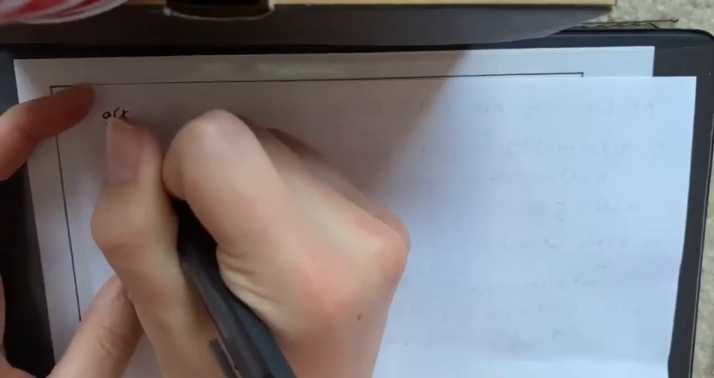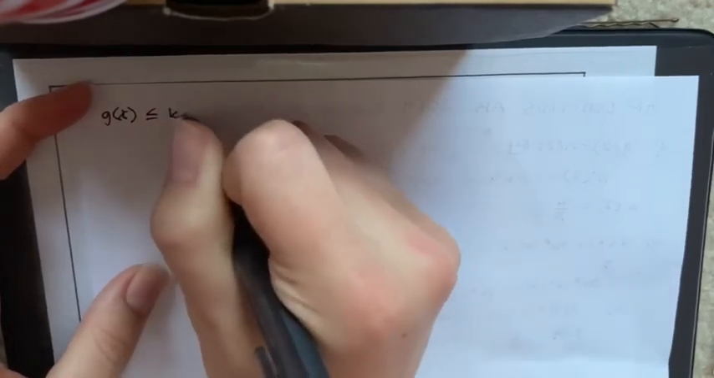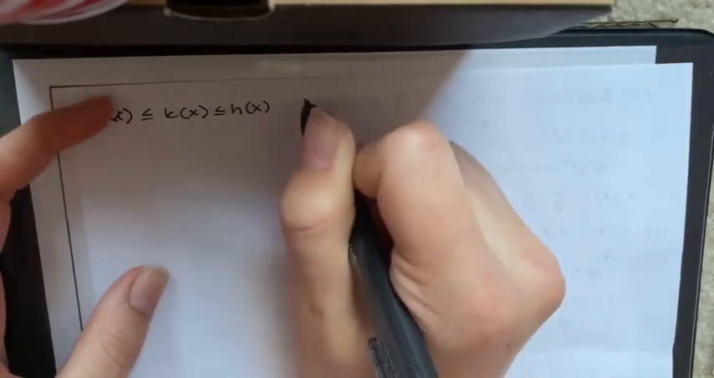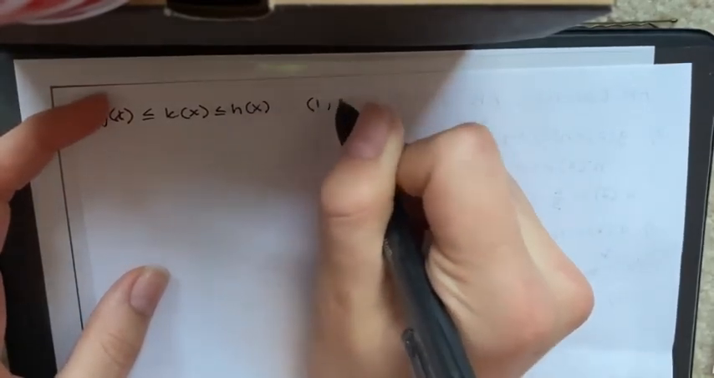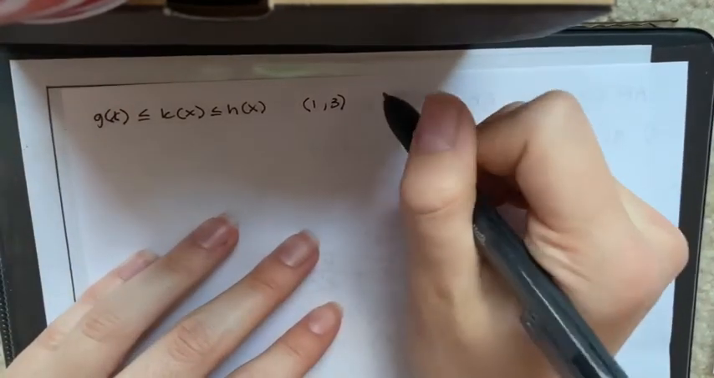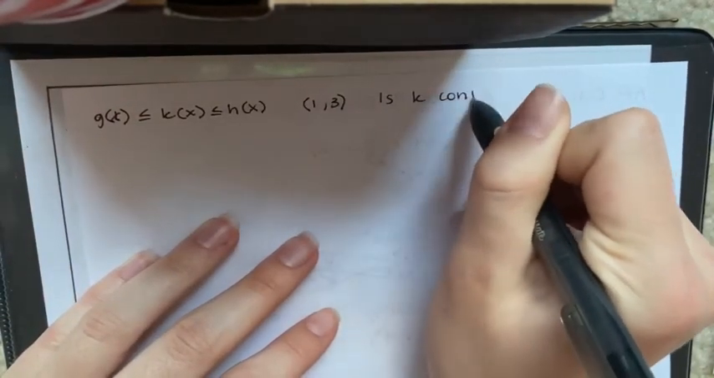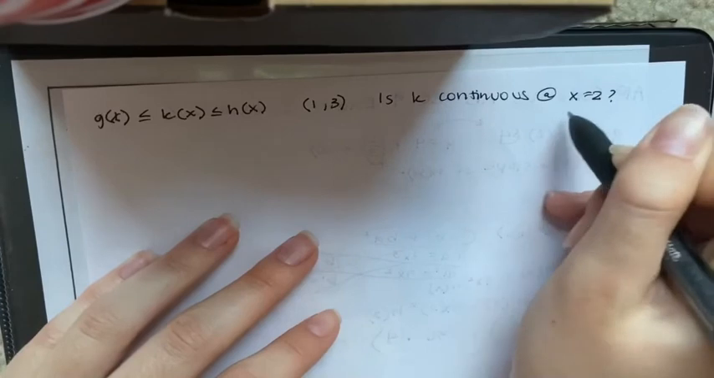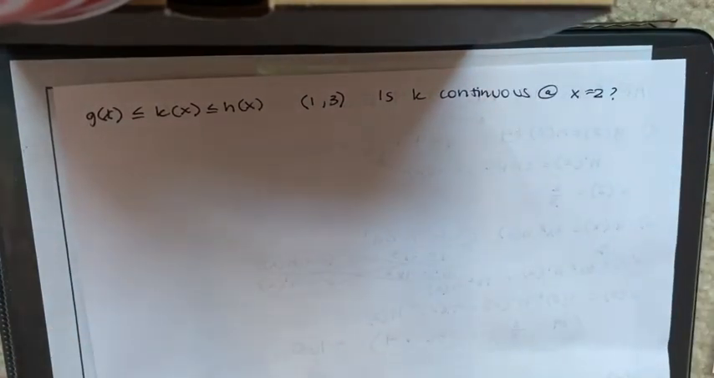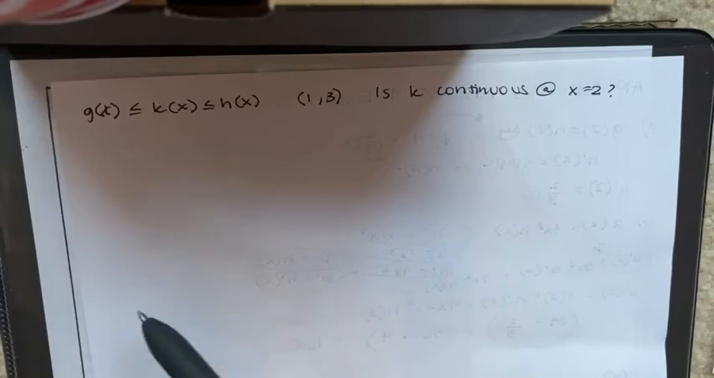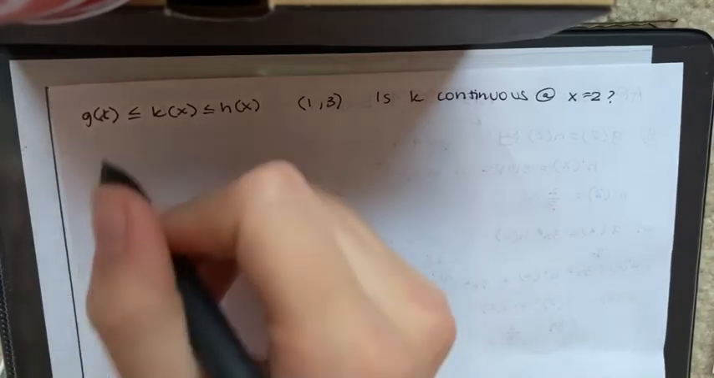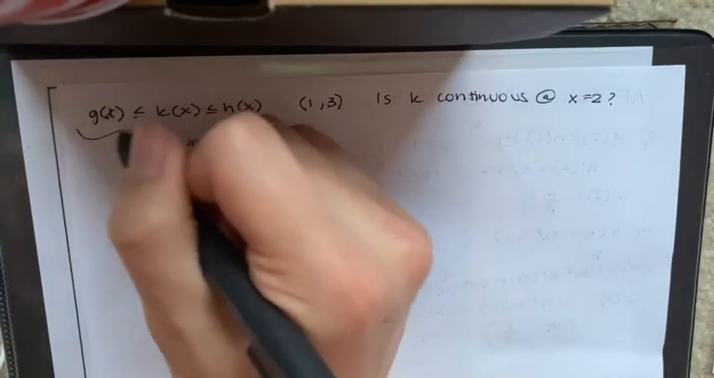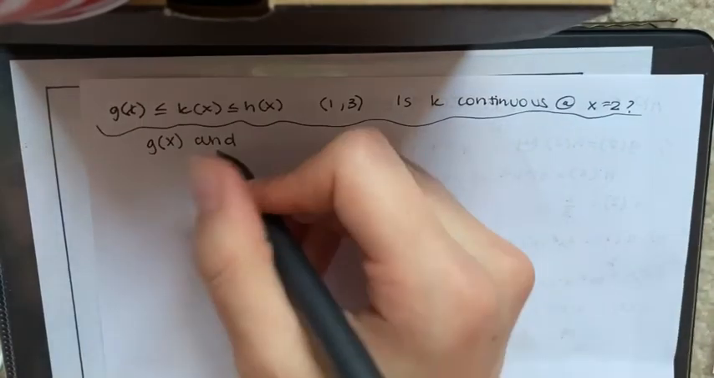g of x is less than or equal to k of x is less than or equal to h of x on the interval 1 to 3. So it's asking, is k continuous at x equals 2? And then we're asked to justify. So from earlier parts of the problem, we know that g and h are both continuous. So this is the information we already knew, and this is where I'm going to start my justification.